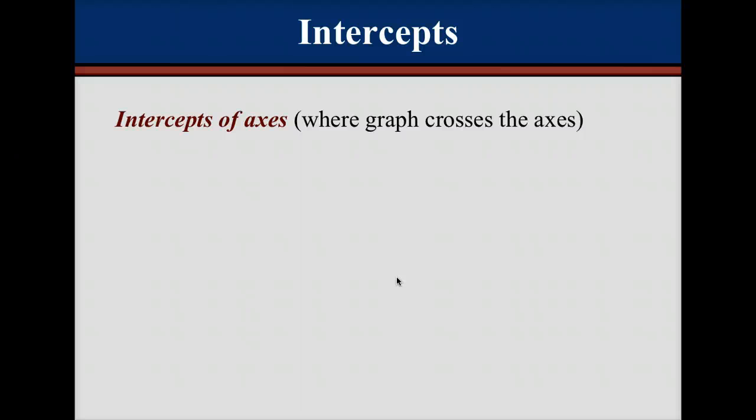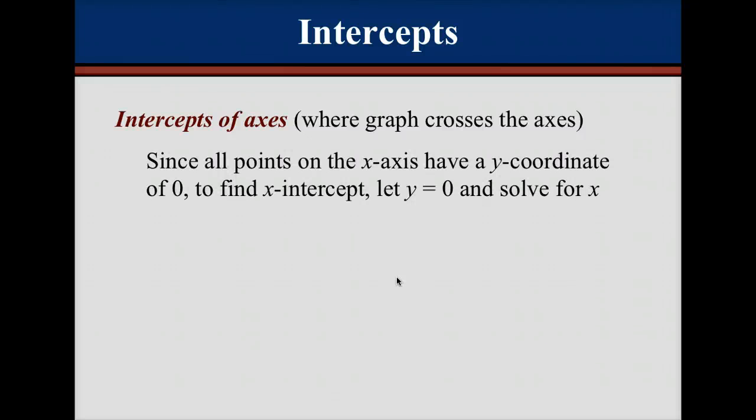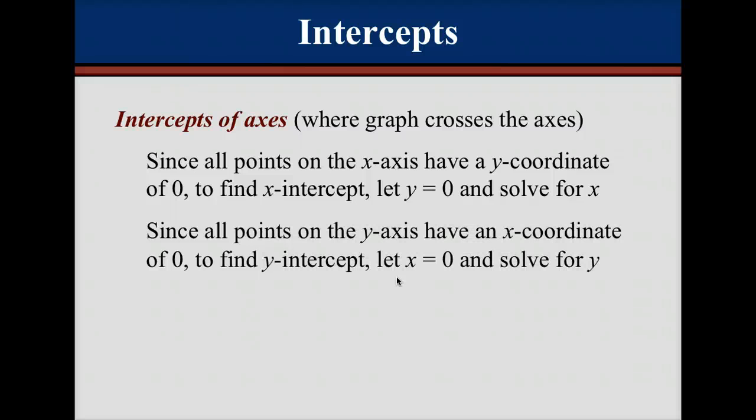You'll also find information on the intercepts on page 123 in your textbook. Since all points on the x-axis have a y-coordinate of 0, to find the x-intercept, just let y equal 0 and solve for x. And by the same token, all points on the y-axis have an x-coordinate of 0. So to find the y-intercept, you're going to let x equal 0 and solve for y.